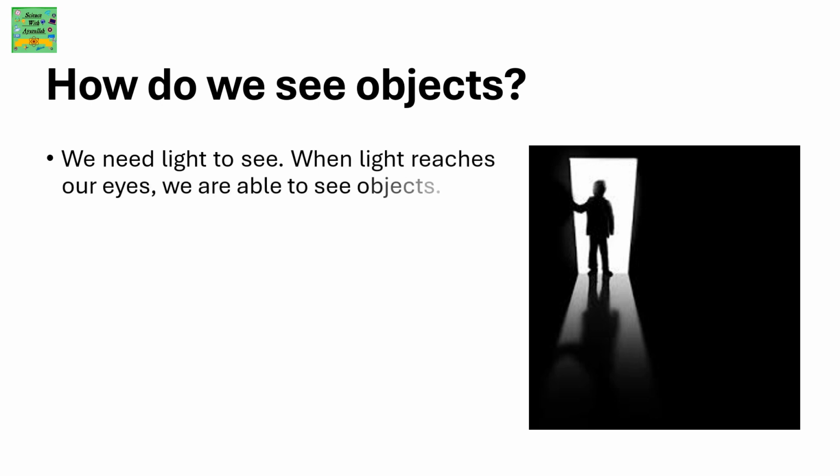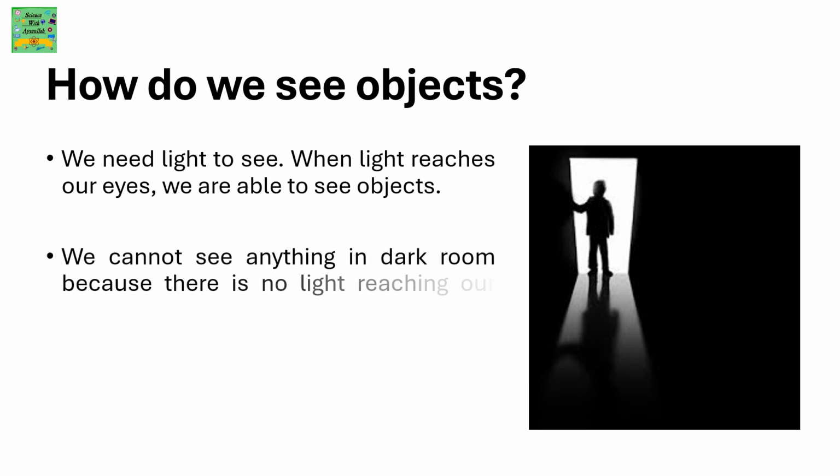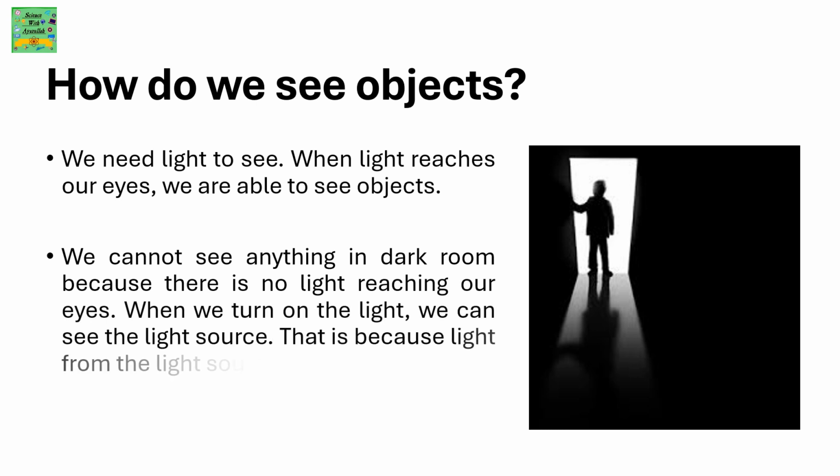Have you ever thought about how we see objects? We need light to see the objects. When light reaches our eyes, we are able to see objects. We cannot see anything in a dark room because there is no light reaching our eyes. When we turn on the lights, we can see the light source. That is because light from the light source travels to our eyes.